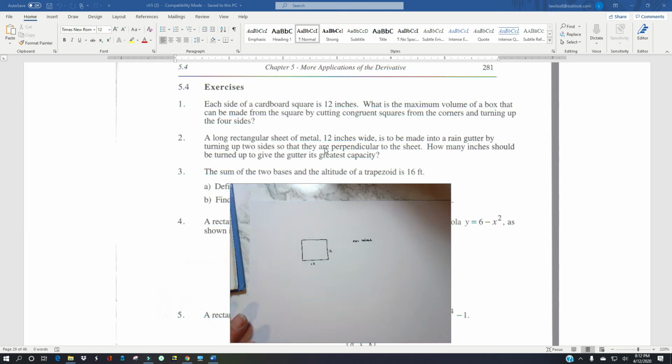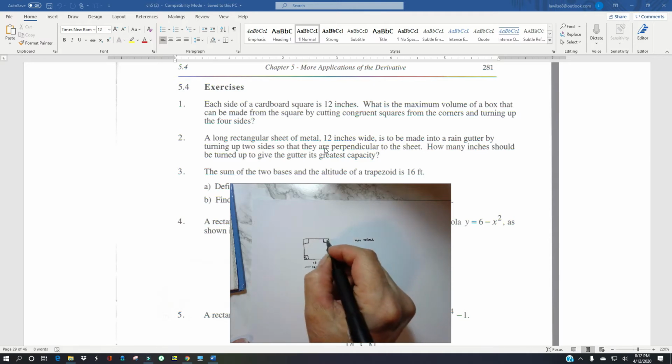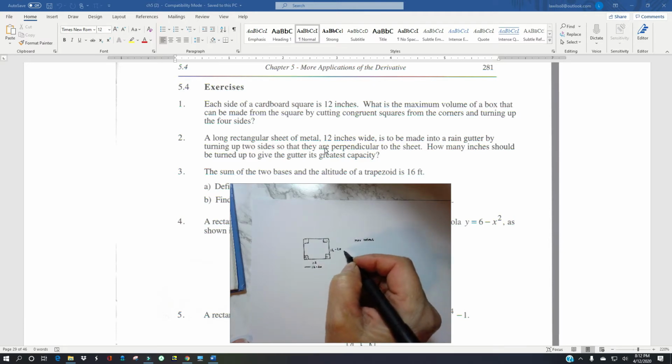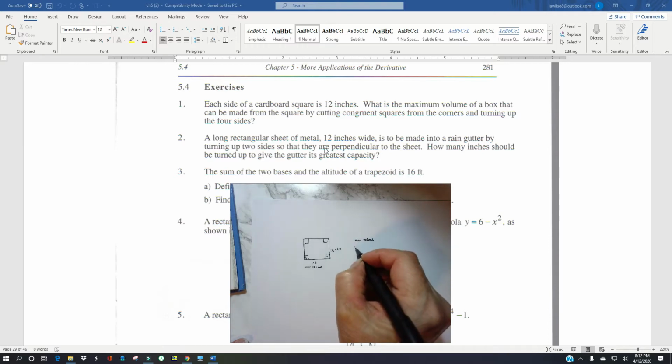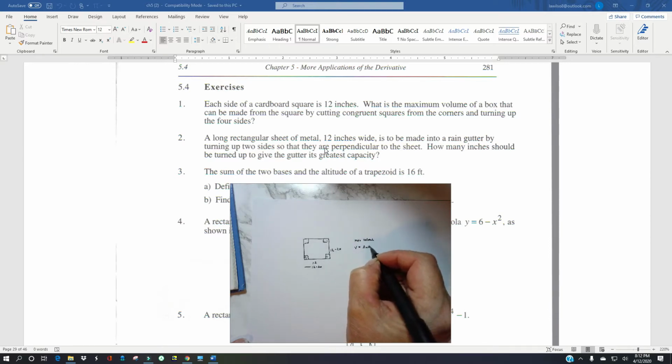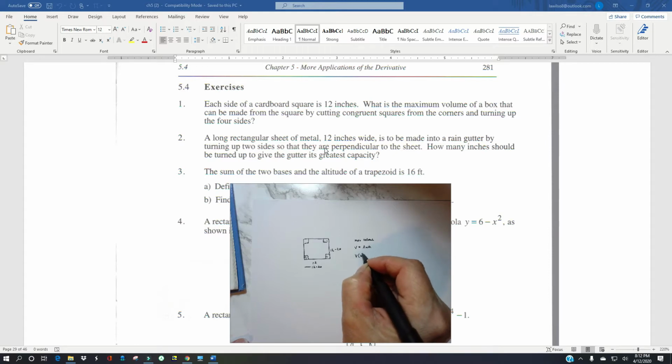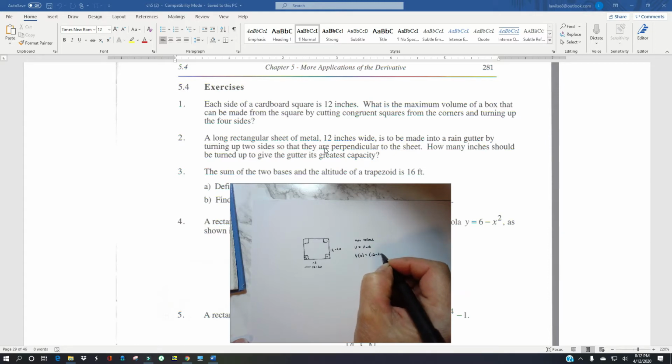of a box that can be made from the square by cutting congruent squares from the corners and turning up the four sides. So, you know, this is very similar to the last problem, except instead of a rectangular piece of cardboard, we have a square one. Well, that's nice because if we cut out these little squares here, this side becomes 12 minus 2x, and so does this side, right? So volume, that's what we're looking for, is length times width times height. So the volume formula is going to be 12 minus 2x quantity squared times the height. Got a formula.